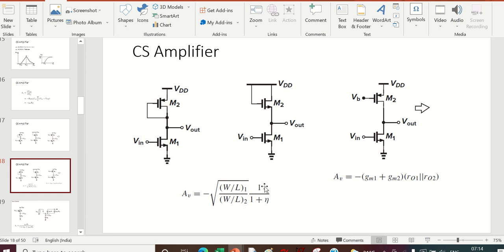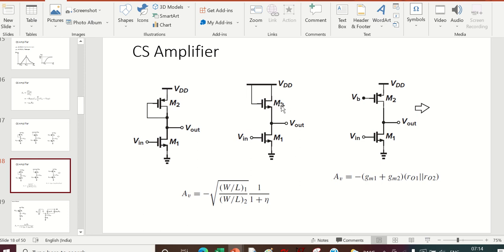Yes, I think I will tell you this exact term. What is happening here is that generally the bulk of the device should be connected to the source. But in case of NMOS, the source is here, and you cannot connect the bulk to this point. So we have to connect it to ground.